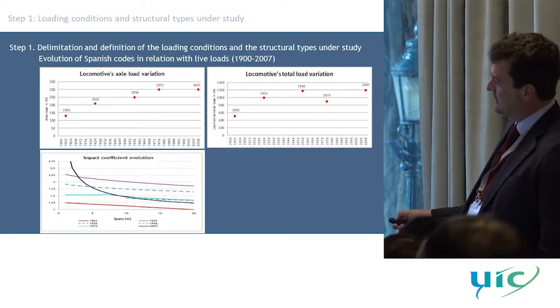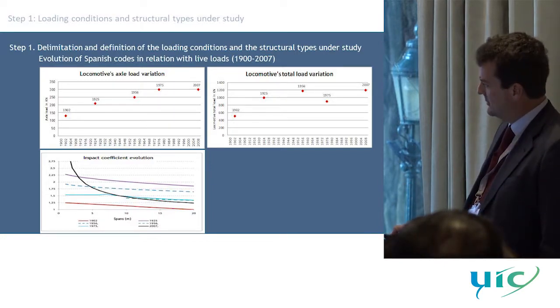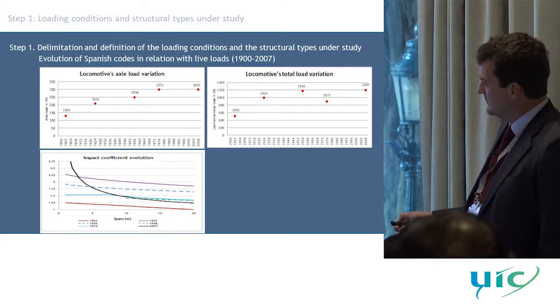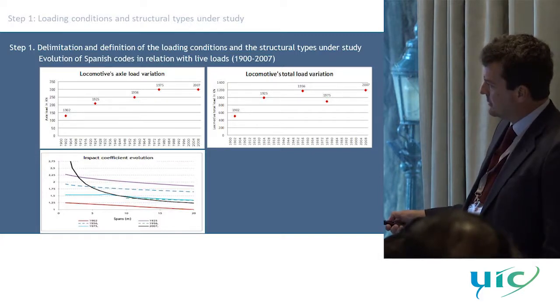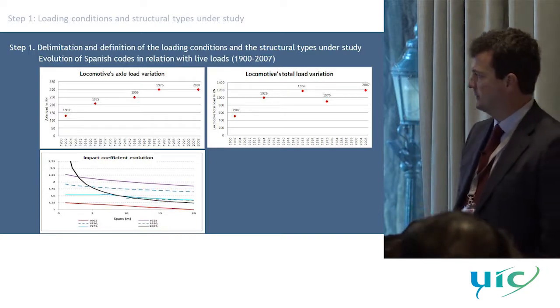And the evolution of the impact coefficient in the codes is quite funny, because the evolution is completely weird. This is what we have now, that is very over-conservative for very low spans. And this is more or less what we have had during the last 100 years. It changed a lot.